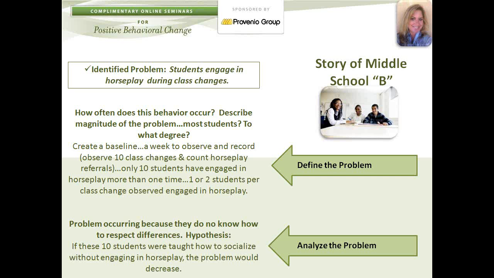So they've defined the problem. As they went on to analyze the problem, we always want to ask ourselves, why is this problem occurring and what should we do about it?